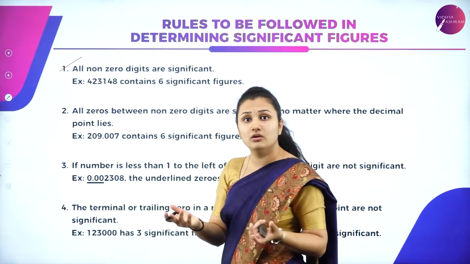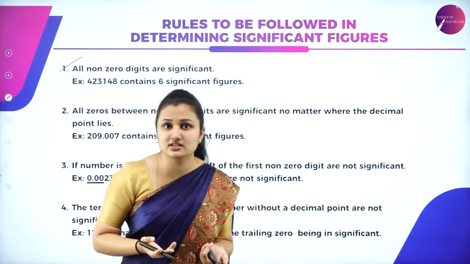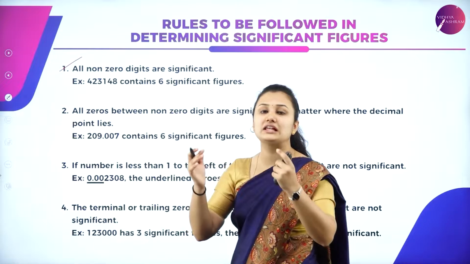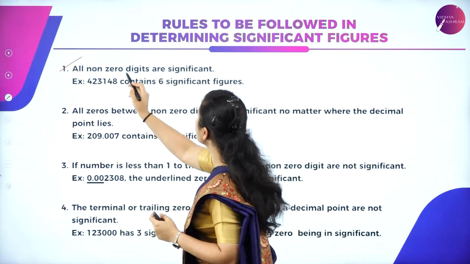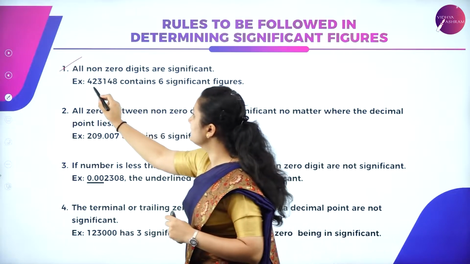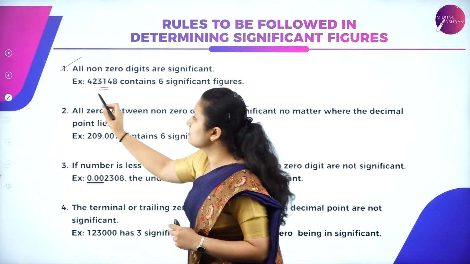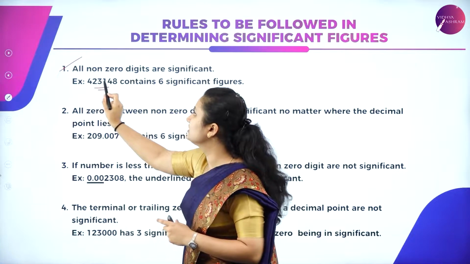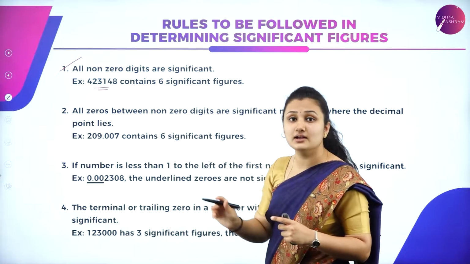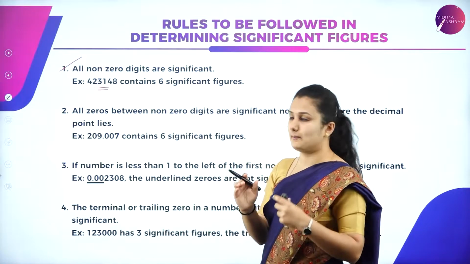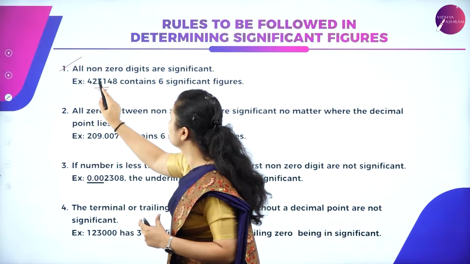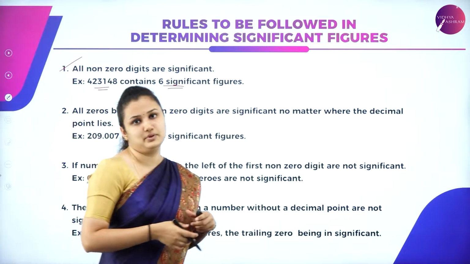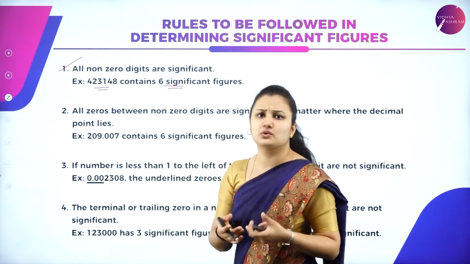Then what about 0? Doesn't 0 have any significance? We'll study that here. So rule 1, to understand it better: all non-zero digits are significant. You can see here the numbers, all are non-zero. Can you see any zero coming here? All of 4, 2, 3, 1, 4, 8 have a definite value in the number system. So there are 1, 2, 3, 4, 5, 6 significant figures.